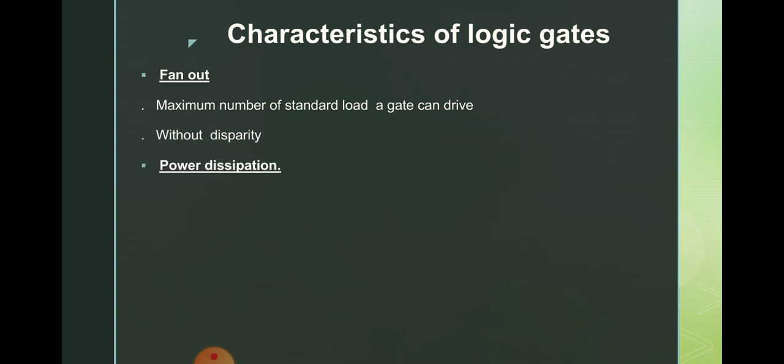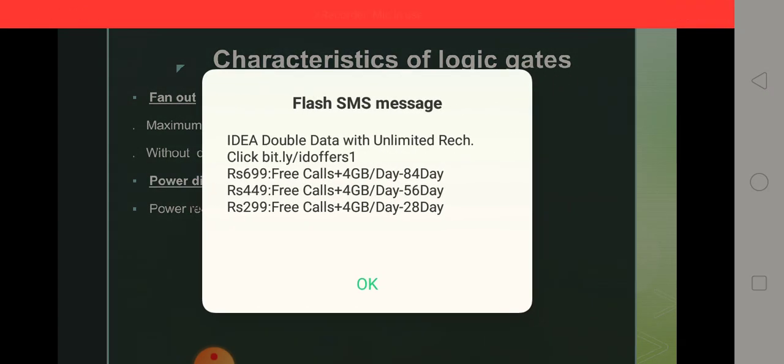Now the second one is power dissipation. Power dissipation means the power requirement for the operation of a gate, and it is always expressed in milliwatts, the power required for the operation of the gate.